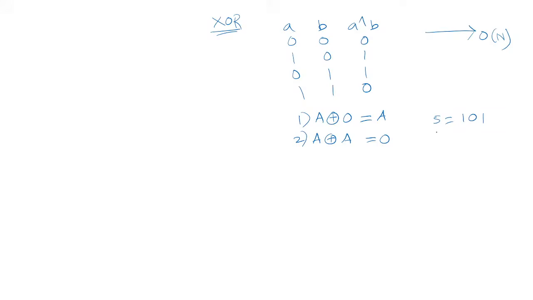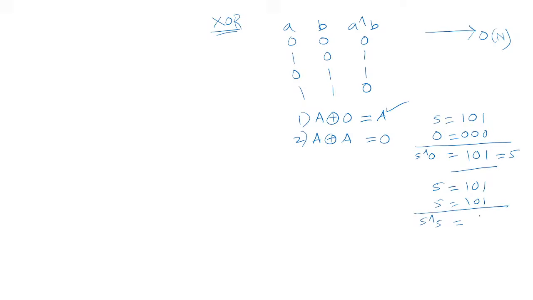If 5 is XORed with 0, what do we get? With 0 0 0, the result is different 1, same 0, different 1. So we got the same number, the first property is satisfied. Then 5 XORed with 5: what is the result? The inputs are the same, 0 0 0. So the final result is 0.